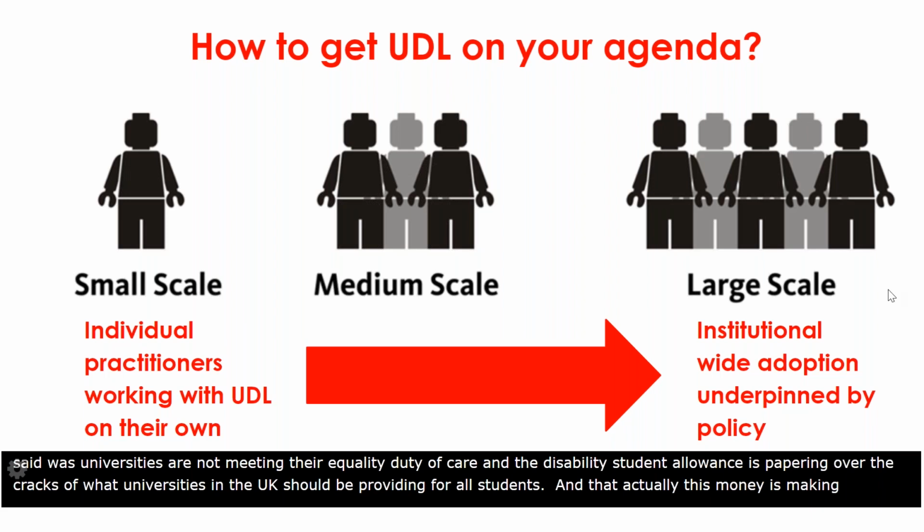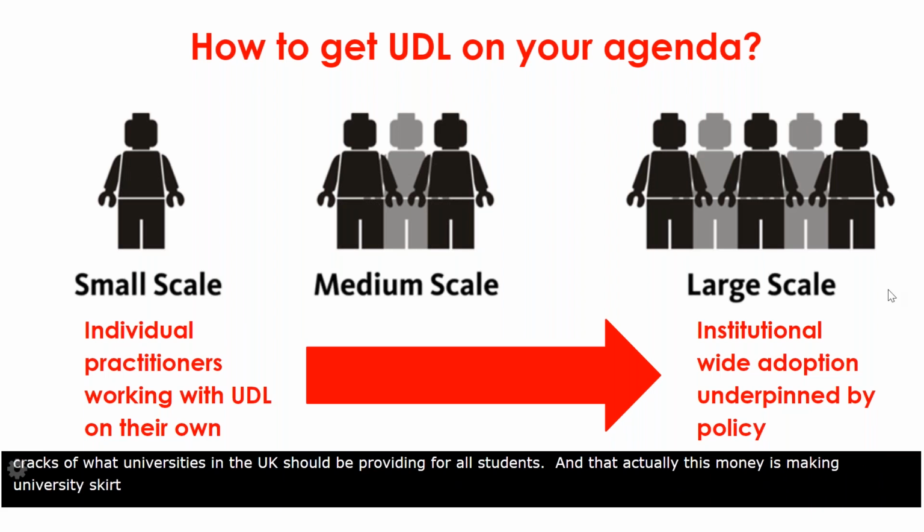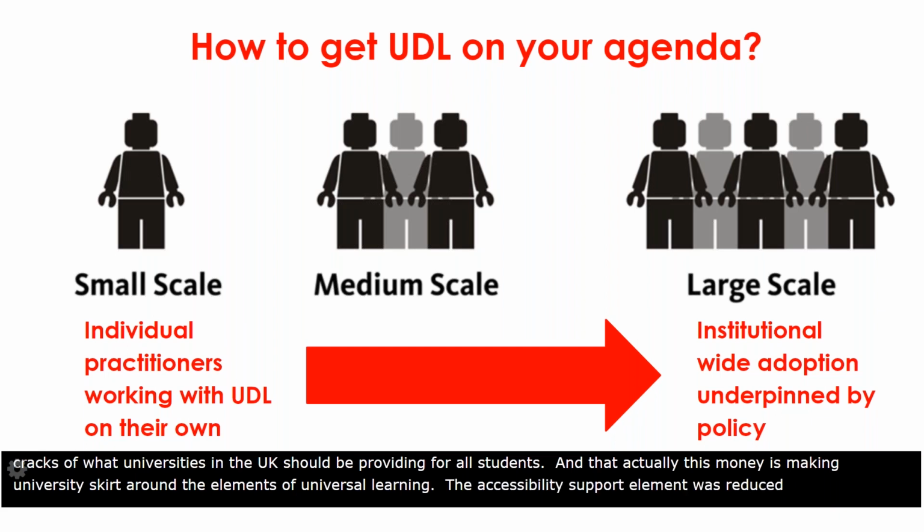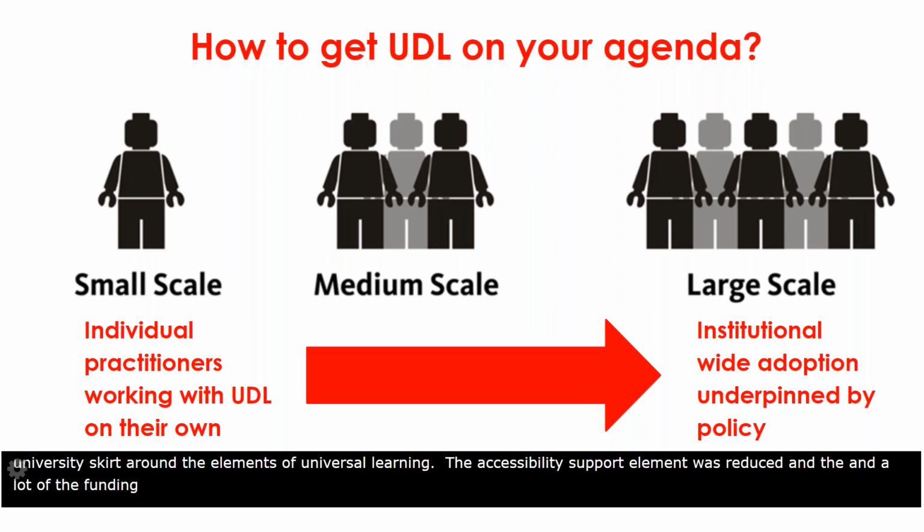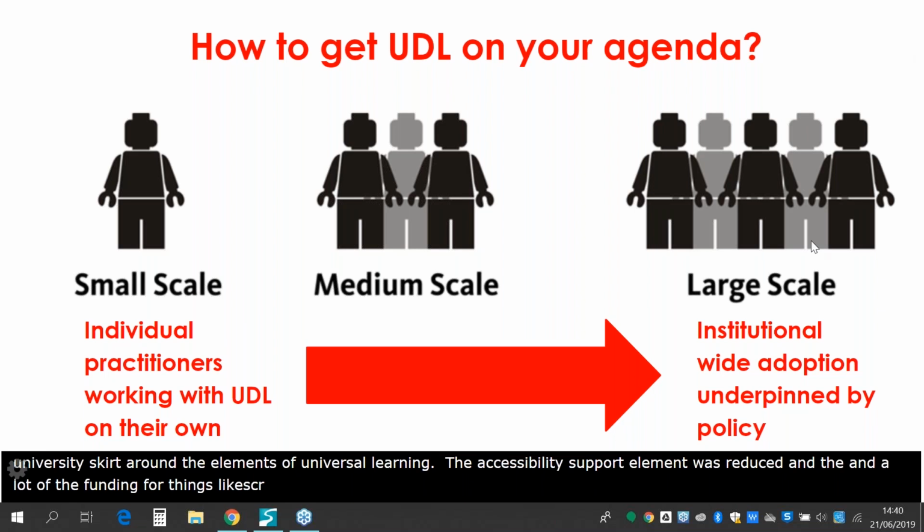And therefore in 2014-15, the Disability student support element was reduced, and a lot of the funding for things like scribes for students with dyslexia, computers and assistive software for students with learning differences was removed.